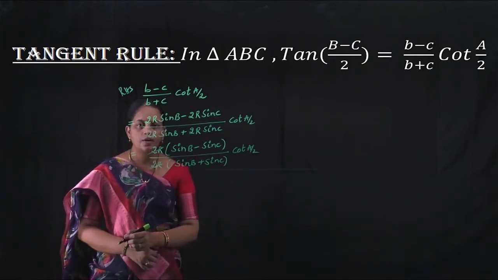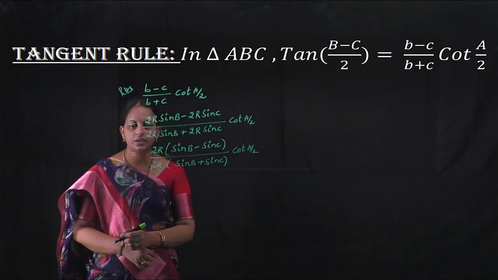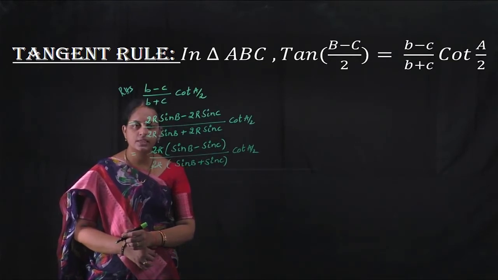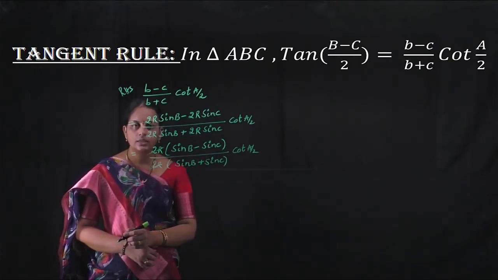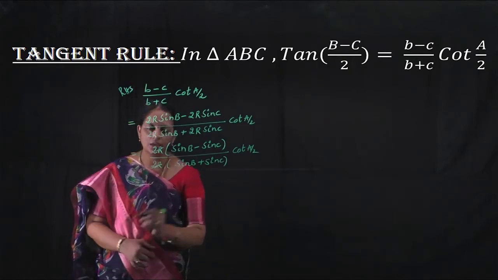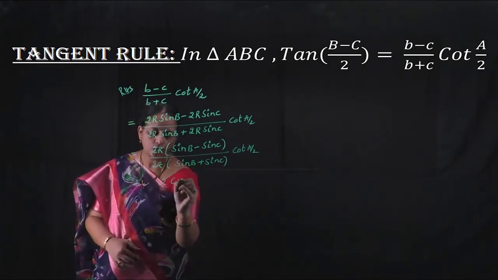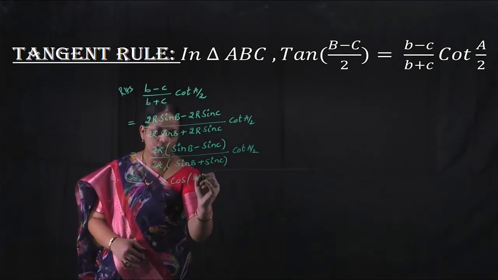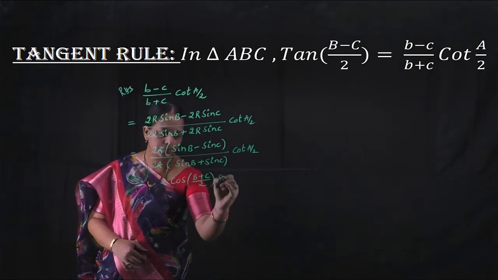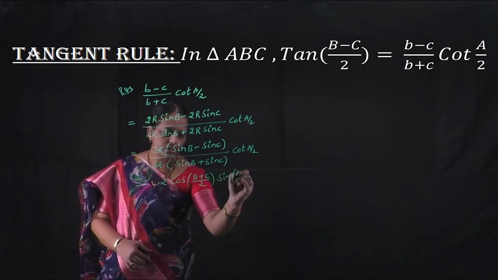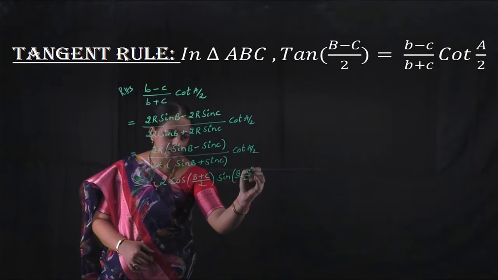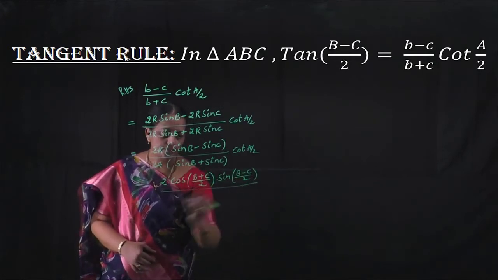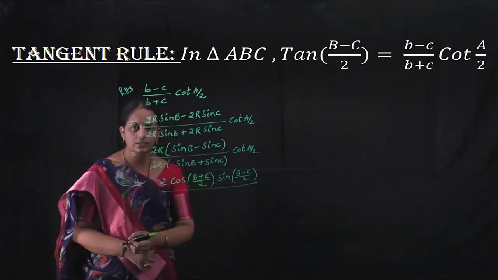That is in the form of sin C minus sin D, and the formula for sin C minus sin D is 2 cos (C plus D) by 2 sin (C minus D) by 2. Here C means B and D means C. So we get 2 cos (B plus C) by 2 into sin of (B minus C) by 2, and in the denominator we have sin B plus sin C.